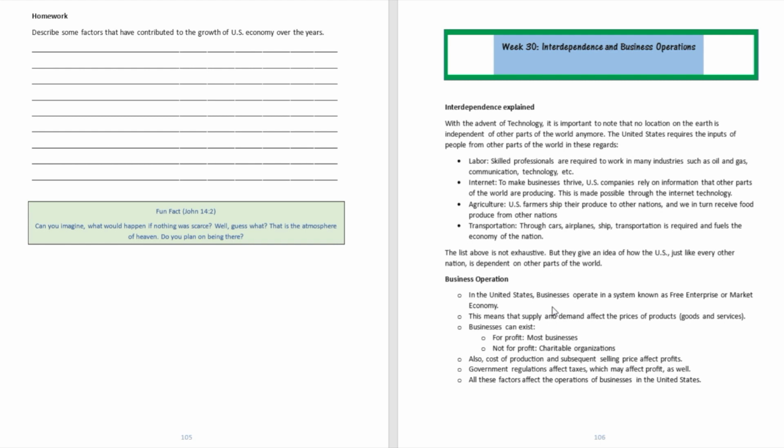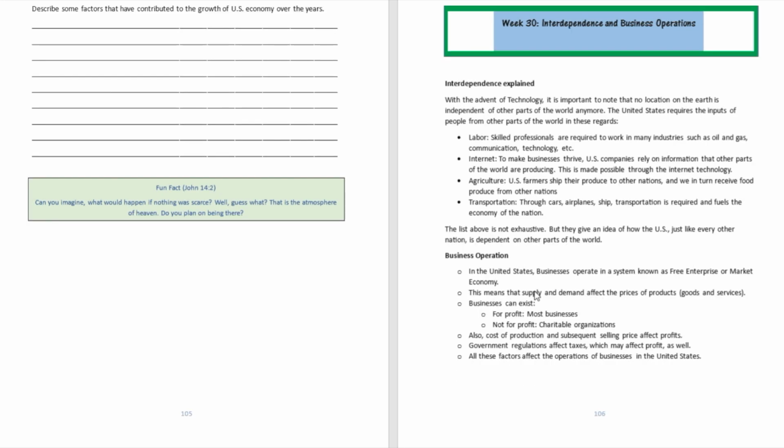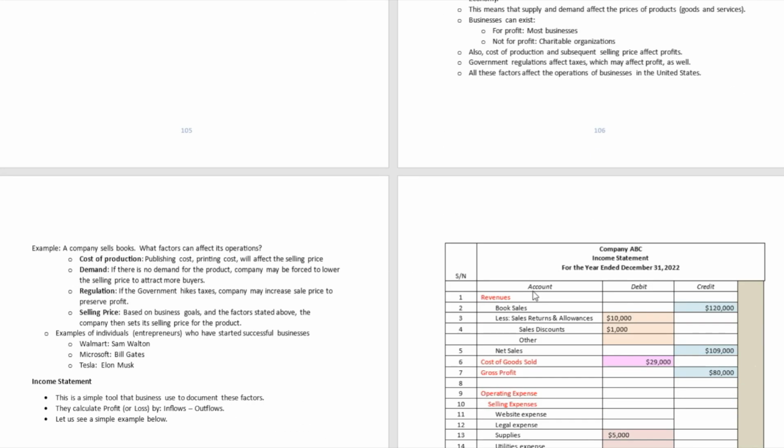And another thing to realize is that businesses can exist for profit purposes and for not-for-profit purposes, like charitable organizations. The cost of production and subsequent selling price of products will affect the profit of most businesses. Another thing that can affect profit is government regulations of taxes, which may affect profit as well. And all these factor into the ways businesses operate in the United States.